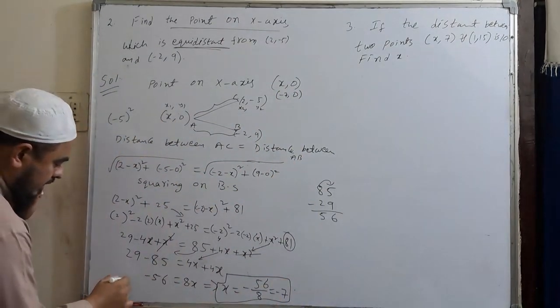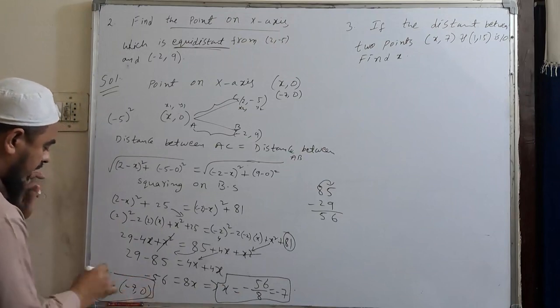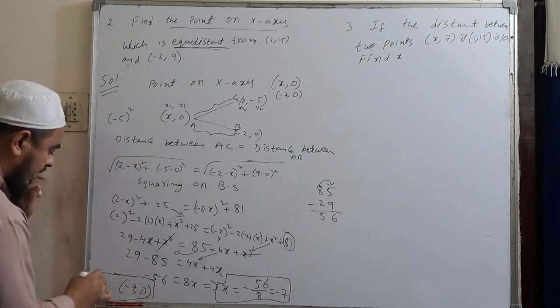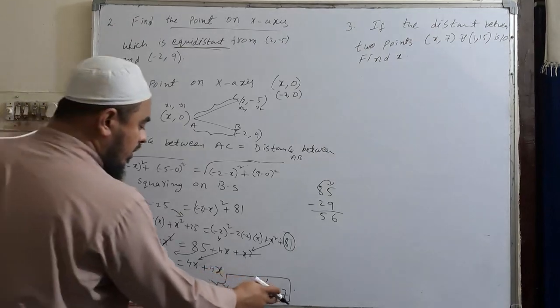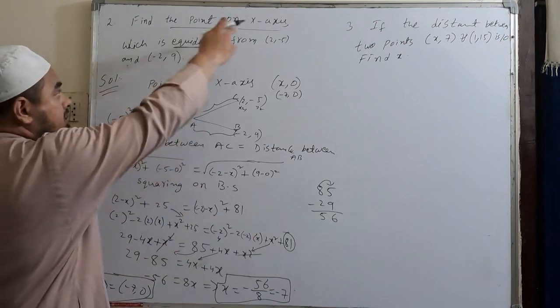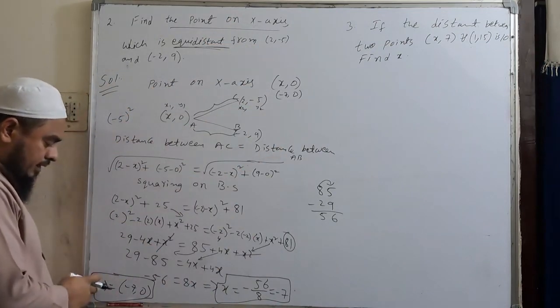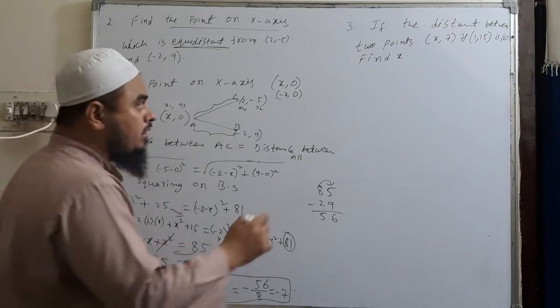The point is minus 7 comma 0. This is the point which they have asked. You can write it as x comma y is equal to minus 7 comma 0. Okay, we got the x coordinate, it is minus 7. What they have asked is the point. Point is x comma y, minus 7 comma y coordinate on x axis is equal to 0.